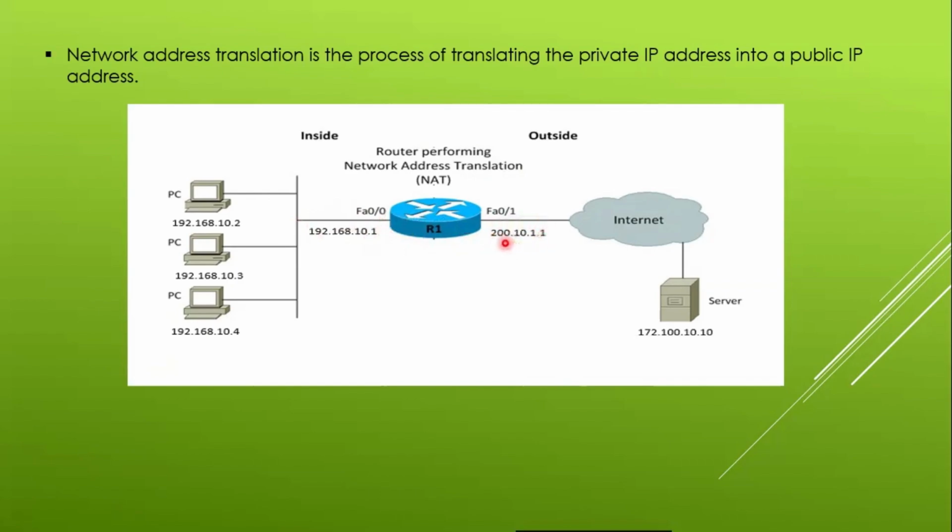It should be, for example in this diagram, 200.10.1.1. So this interface is configured with this IP, and this will be the public IP. So using this public IP, it can access the internet.